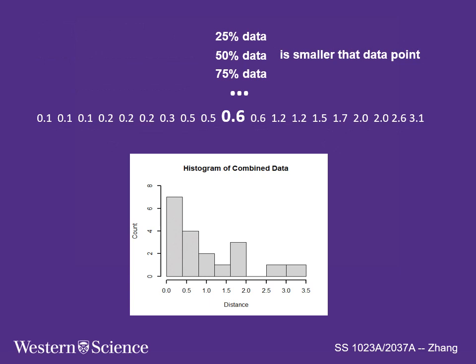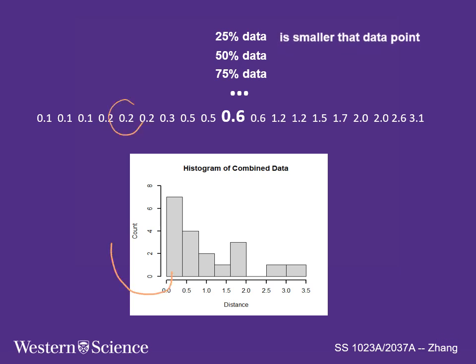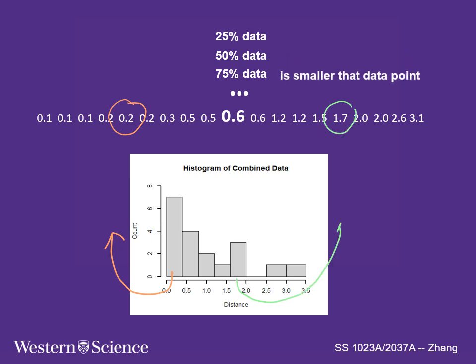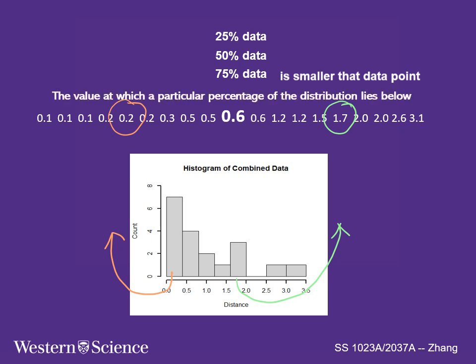Based on the similar idea, we can find the data point in an ordered dataset such that 25% of the values lie below it, or 75% of the values lie below it. And in a similar way, we can also find the data point with any percentage of the data below it. This is called a percentile, which is the value at which a particular percentage of the distribution lies below.